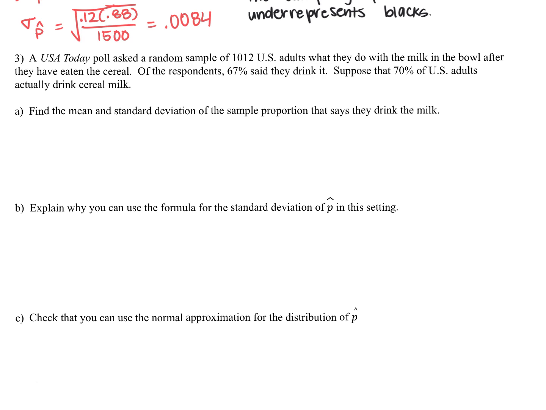So we're going to find our mean and standard deviation. Our mean should be equal to our population parameter of 0.7, as long as we are collecting our data randomly, which we are, because it says a random sample. For our standard deviation of p hat, we're going to do the square root of 0.7 times 1 minus 0.7, which is 0.3, all over n, 1012.